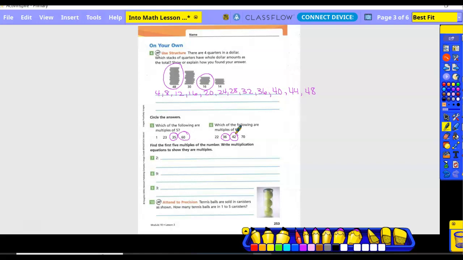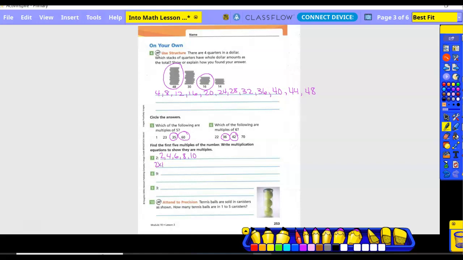Yeah. Find the first 5 multiples of the number. Write multiplication equations to show they are multiples. So the first 5 of 2 are, now they have the 2 there, but can I just not write 2? I have to write it, right? Because that's the first multiple. Okay, so 2, 4, 6, 8, 10.